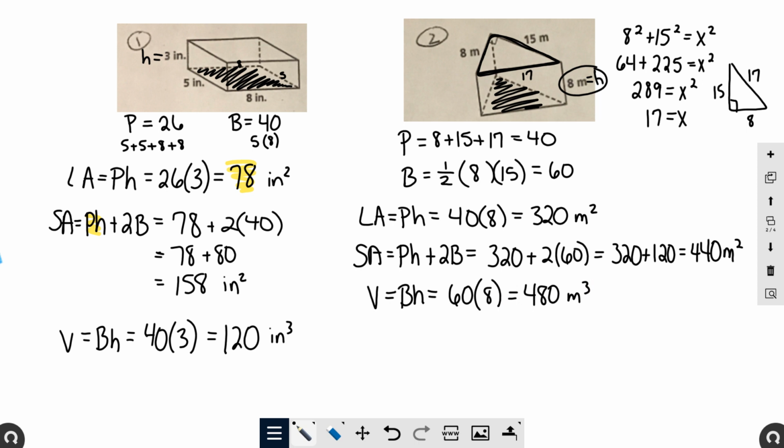The more times you do this, the better off you will be with these formulas. That's why I'm trying to make sure that we do a lot of these, but it's just plugging them in. Sometimes the hardest part is finding the 3 parts of the base if it's a triangle and doing your Pythagorean theorem.